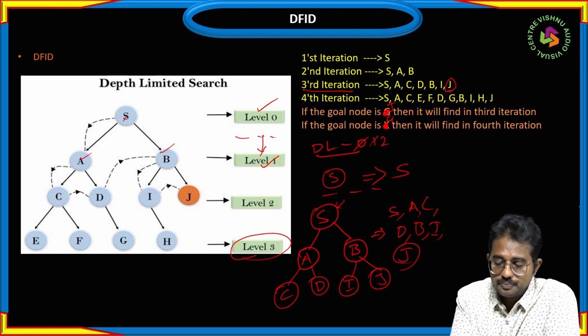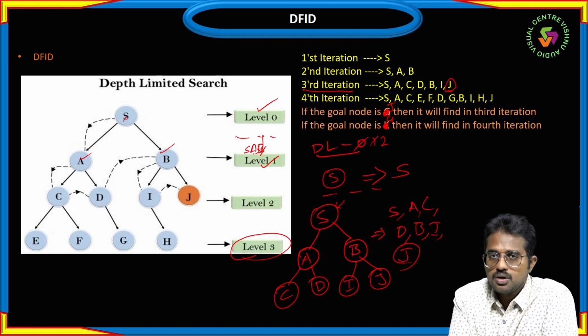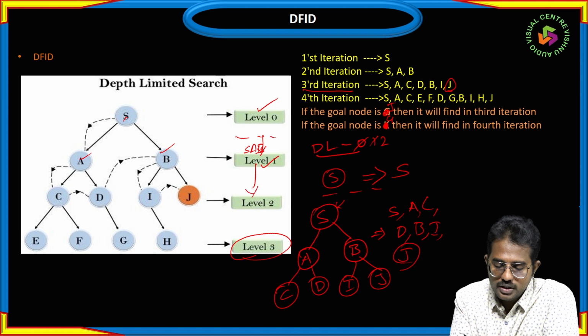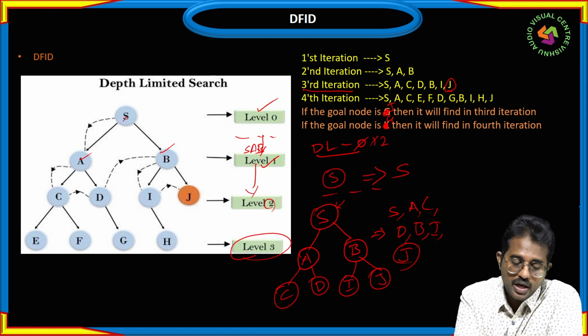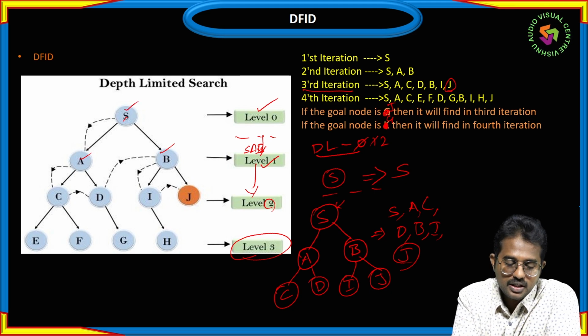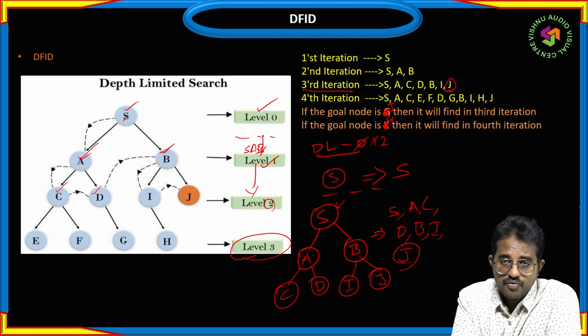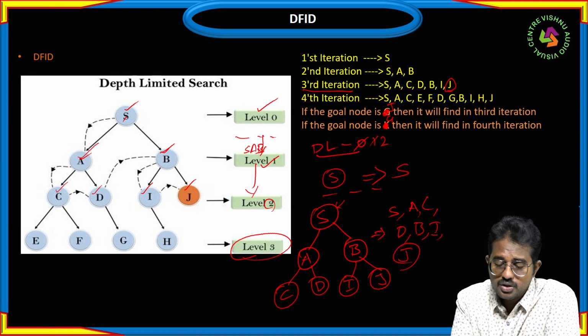After that, S, A, B will be checked. After S, A, B, our goal node is not reached, so we will increase the depth limit to 2. After increasing the depth limit to 2, first I will start from S. After S, A. After A, C. After C, I am going to D. After D, I will go to B, and after B, I will go to I. After I, I will go to J. So here our goal node G was not found.